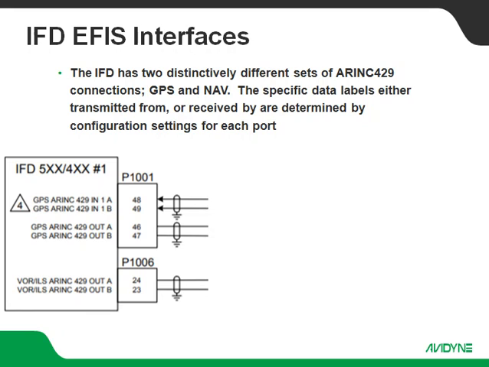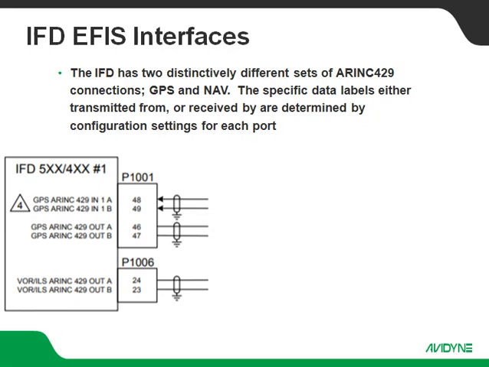The specific data labels are either going to be transmitted from or received by, and all of that is going to be determined by what the configuration settings are on both ends of the system, if you will. But as a general rule of thumb, the ARINC 429 ports you'll run into on the P1001 connector are going to be for GPS. There are also some ARINC 429 options there for RDR 2000, 2060, and 2100 radars, but that doesn't really have anything to do with EFIS interfaces, so we're not going to get into that just yet.